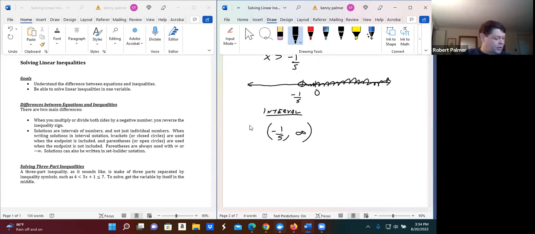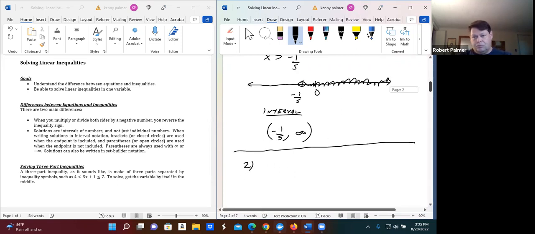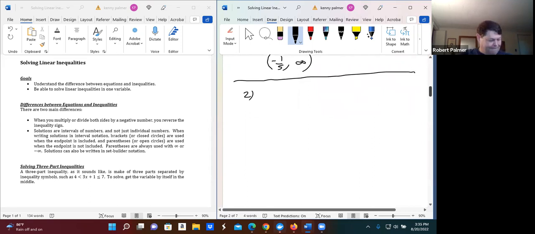Okay, next one, number 2. Okay, let's have this one. So -4x is less than or equal to 8. All right, same thing. We want to get x by itself. Here, there's not as much to do. To get x by itself, we need to divide both sides by -4.